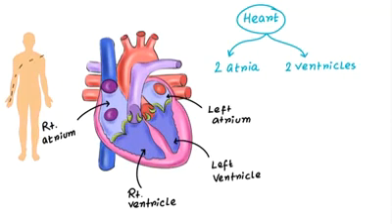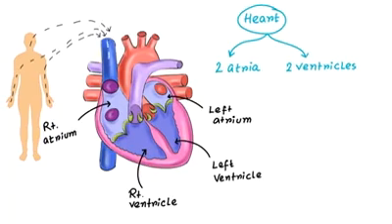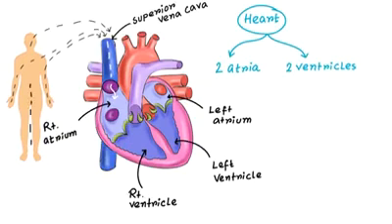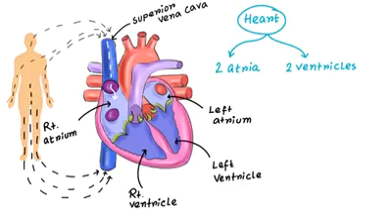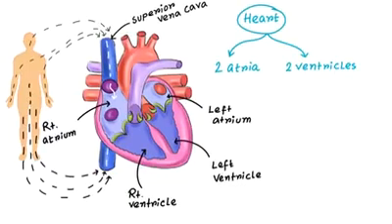Now the deoxygenated blood from the upper part of the body, that means blood from the upper extremities and head and neck region, is carried by this big vein and ends up in the right atrium. This large vein is called the superior vena cava. Similarly, the deoxygenated blood from the lower part of the body is carried by another large vein into the same right atrium. This vein is called the inferior vena cava.